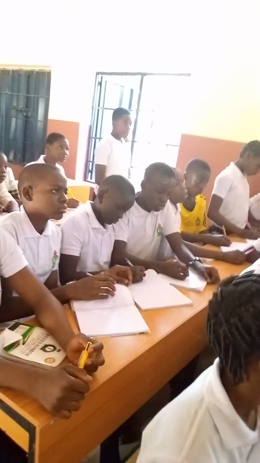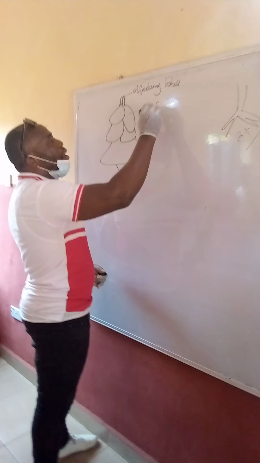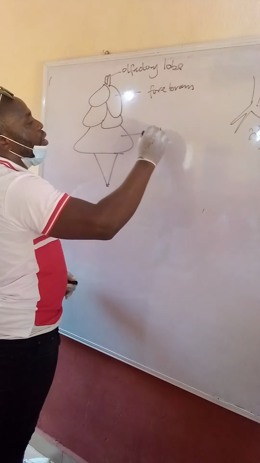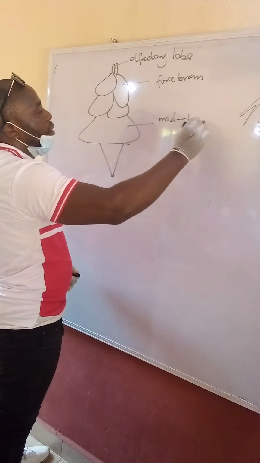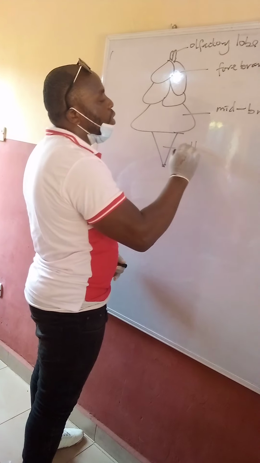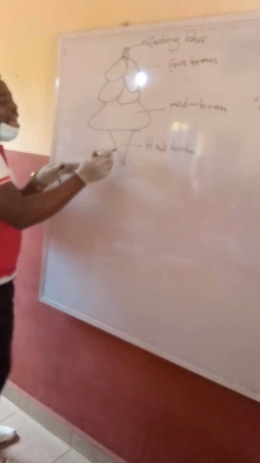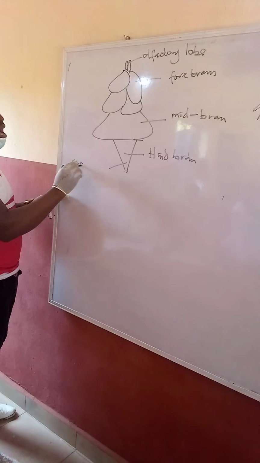Now the brain is divided into 3 regions. The first part is called the forebrain. This part is called the midbrain, and this part is called the hindbrain. Now, the hindbrain has a structure called the medulla oblongata.